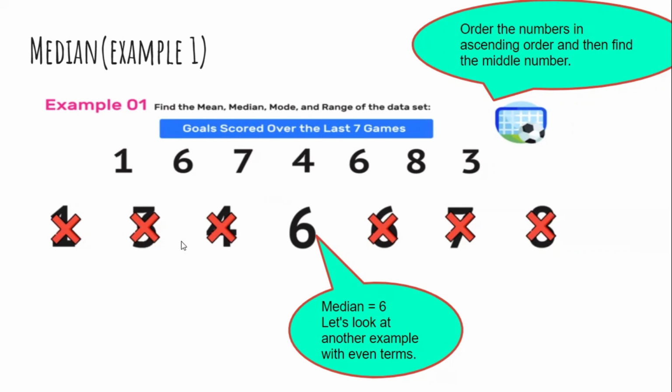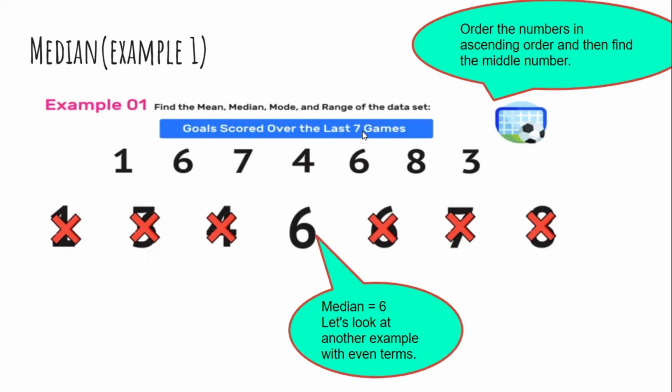When we order them in ascending order, we find that 1, 3, 4 fall on the left, and 6, 7, 8 fall on the right. And the middle number then becomes our 6. So 6 in this case is the median. But this is only an example of one. What happens when the numbers are not 7, which is an odd number, but the numbers are even?